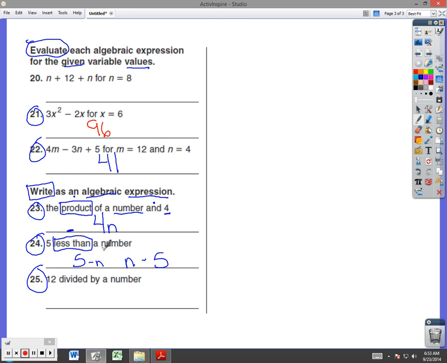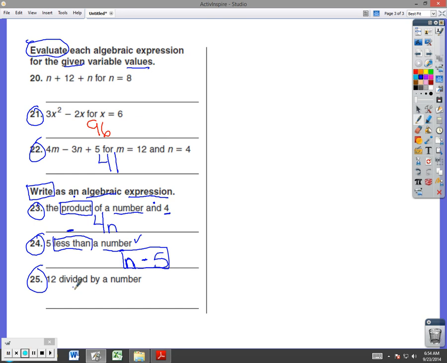So that means I have to start with the number and take 5 away from it. This starts with 5 and takes something we don't know away from it. This starts with a number and takes 5 away from it, or it's 5 less than what I started with. This would be the correct answer. This is 5 minus n, or the difference of 5 and n. This is 5 less than a number. This is the one I always see kids struggle with.